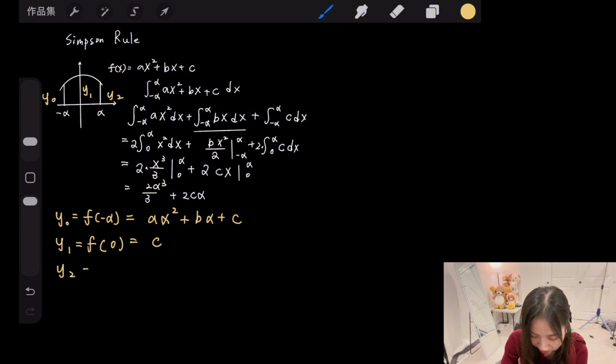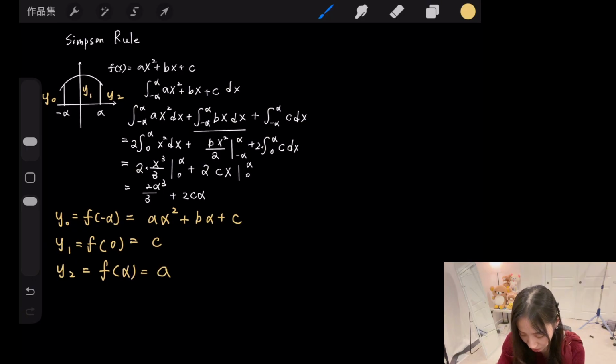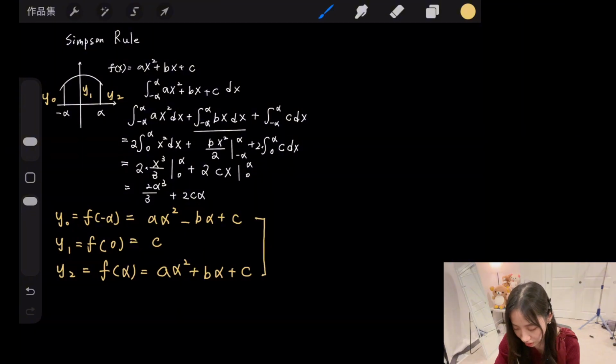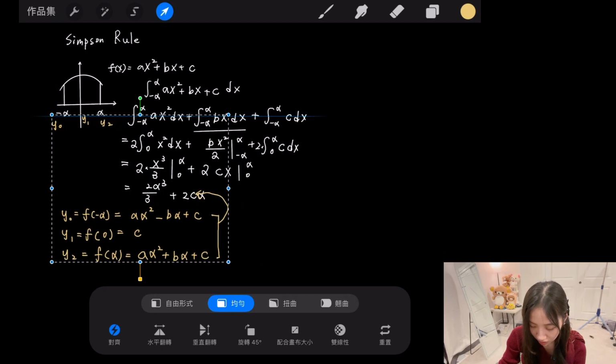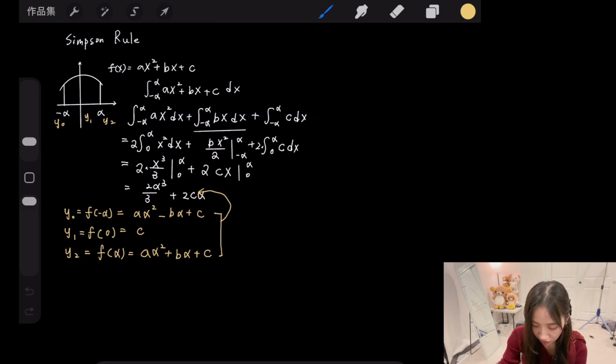So your y2 will be your f of alpha, which is a times alpha to the power of 2 plus b times alpha plus c. So how do we make this look like the outcome here? Let's shrink it a little bit. I don't need the arrow, I will just erase it.